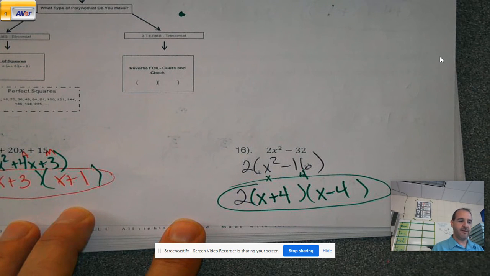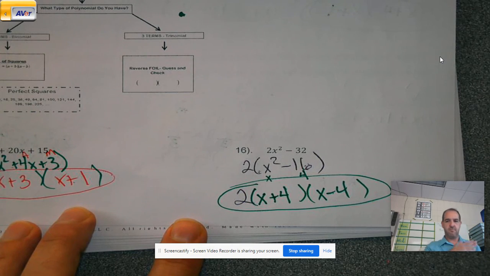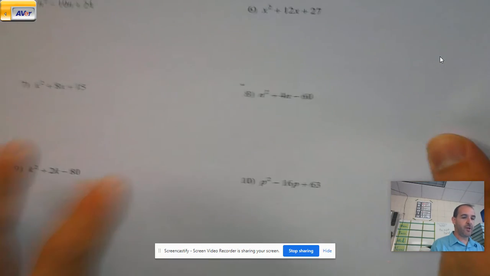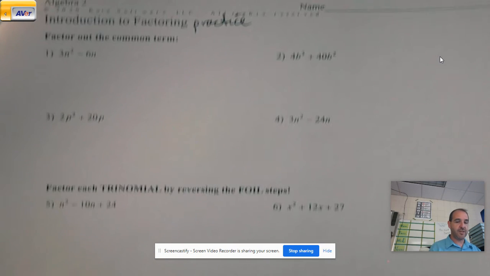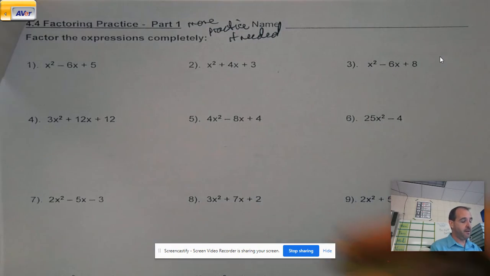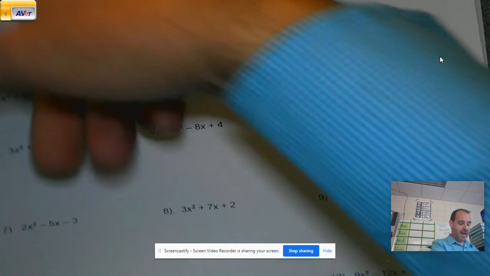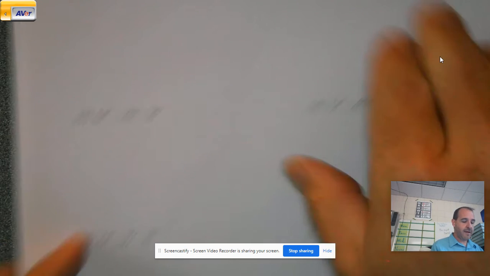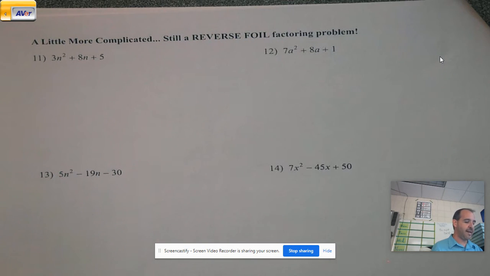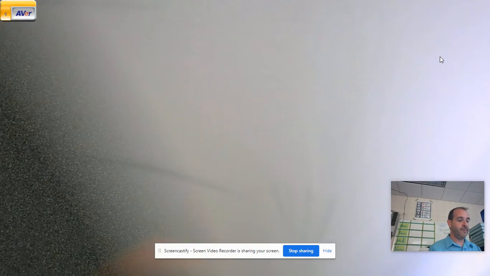Okay, deep breath. You have survived the first part of factoring. You're still here. You're still living. The heart's still going. That's good. Hopefully you've been doing your practice on the introduction to factoring practice that we had with the first part of the lesson. So now on the back, let me put some suggestions out there. Mainly on the back, slide and divide, reverse FOIL, whichever method you're using.